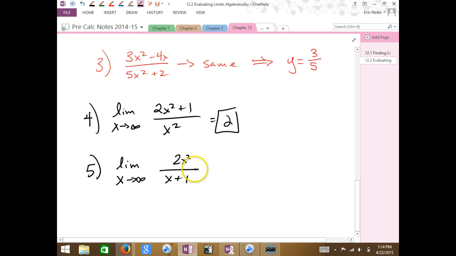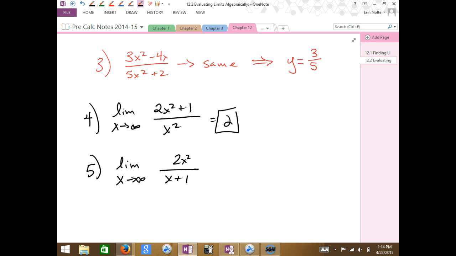What is the horizontal asymptote? Okay, so what about this scenario? As x approaches infinity of 2x squared over x plus 1. So which case is this? Bigger on top, so therefore I have a slant asymptote.